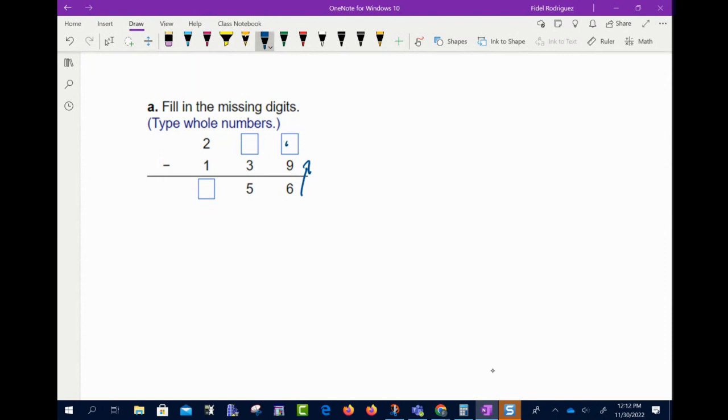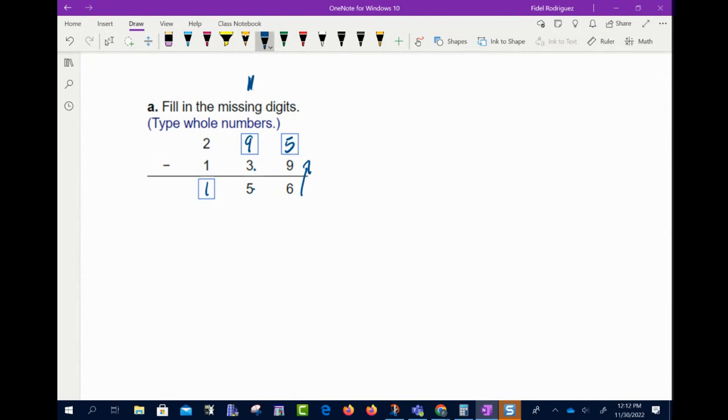6 plus 9 would give me a 15, right? That means I've got to carry that 1 over here, okay? Now look, I'm going to add again. 5 and 3 would give me 8, plus the 1 that I have here. Wouldn't that give me 9? And then right over here, y'all, 2 minus 1, wouldn't that give me a 1 right there?